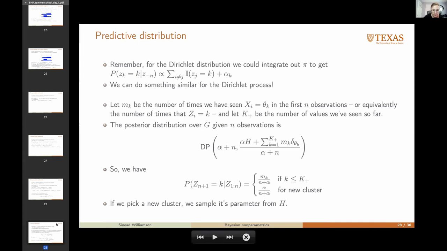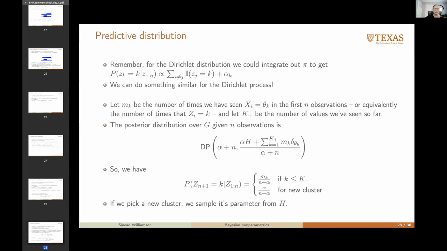Okay, so we've just seen two sort of infinite dimensional ways of thinking about the Dirichlet distribution. But let's see if we can make that into a more interpretable finite dimensional representation. So remember for the Dirichlet, we saw that instead of working with pi, we could integrate that out and work with an urn scheme, right? And we could think about what samples look like as we draw balls out of an urn.